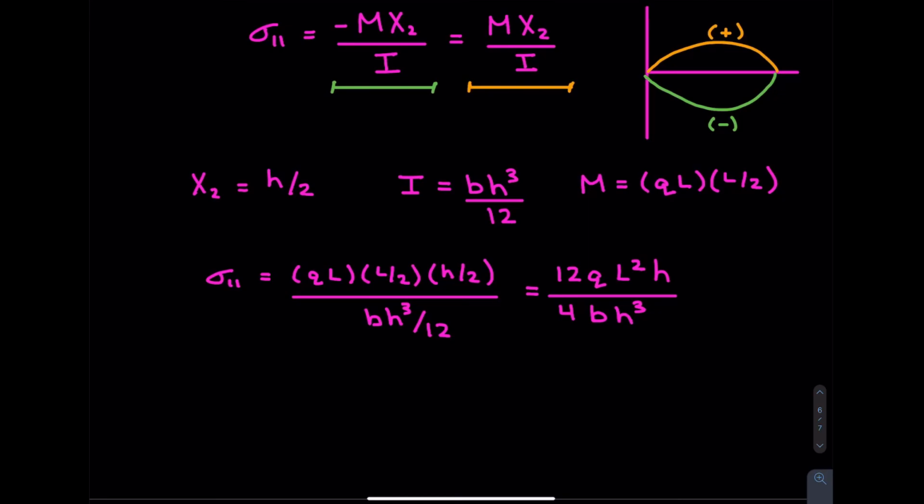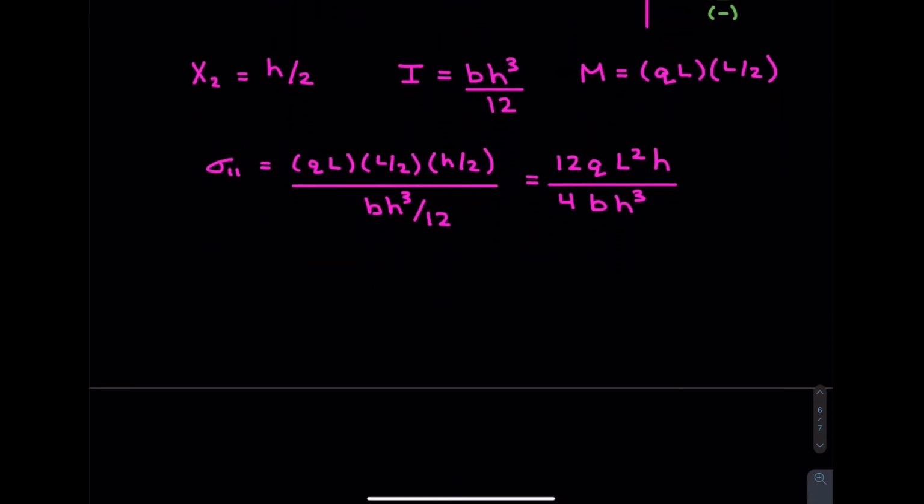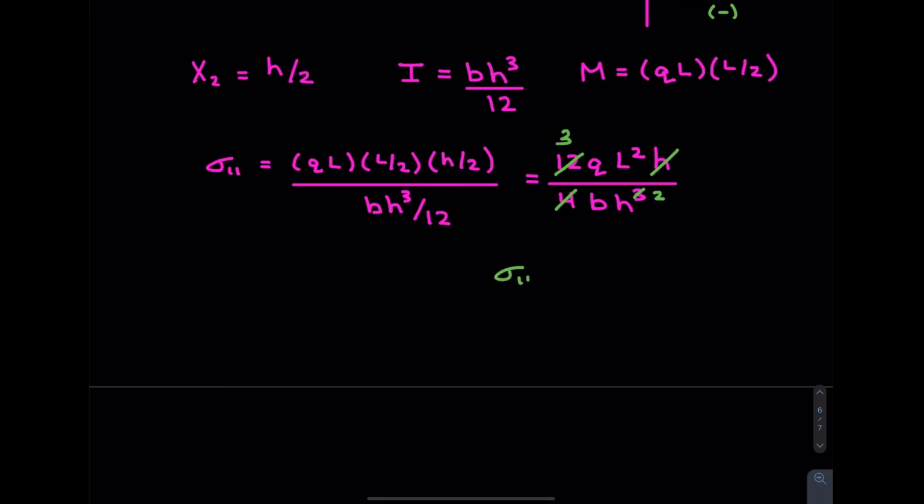Now I can do a little bit of simplification here. The height at the top will cancel out with this height cubed, and that'll turn to squared. The 12 divided by 4, well, that's just simply going to turn into 3. Therefore, my sigma 1 at that maximum point is going to be 3 times q times L squared, all divided by base times height squared. And that's it, that's all.